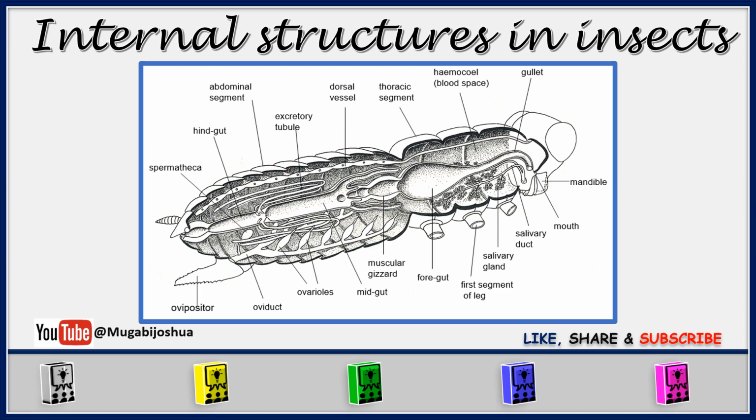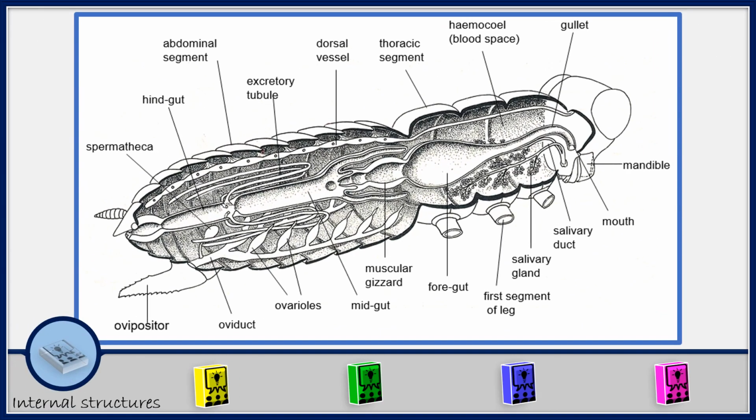Internal structures in insects. We are looking at the internal structures in an insect. So let's look at the different parts of our internal structures. Here we shall go on looking from one system to another. So let's start with the digestive system.